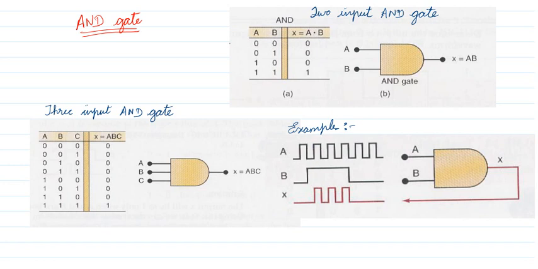A is 1, B is 1, output is 1. For other cases, here A is 1, B is 0, so the output is 0. Here A is 0, B is 0, so here 0. Here A is 1, B is 0, so the output is 0. Right? An easy way to remember is you just multiply. If you multiply 1 and 1, the output is 1. High and high, the output is high. So A and B, here A and B and C. This is your AND gate.